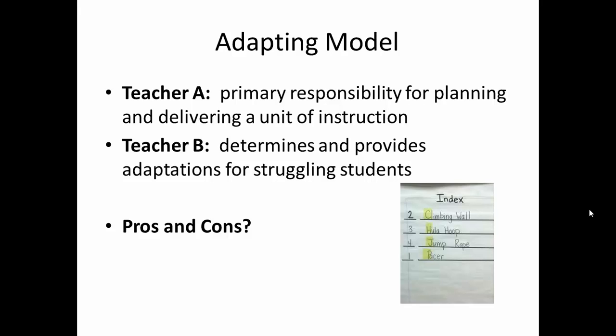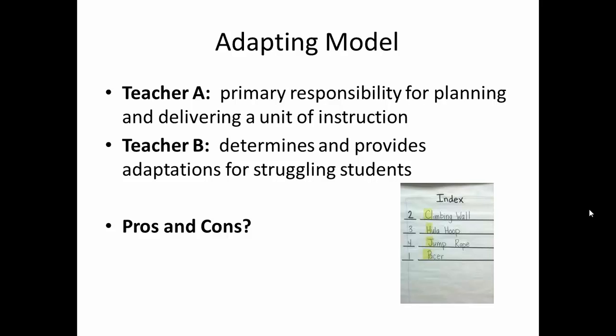In this model, one of the teachers, usually the specialist, but not always, makes necessary accommodations and modifications so that students will be successful. Some of these adaptations might be developed in advance, but many of them are made on the spot, making this a popular model with busy teachers. The pros of this model are the limited time requirements for teacher B, making this model time efficient, and it encourages one of the teachers to zero in on individualized instruction for the targeted students.